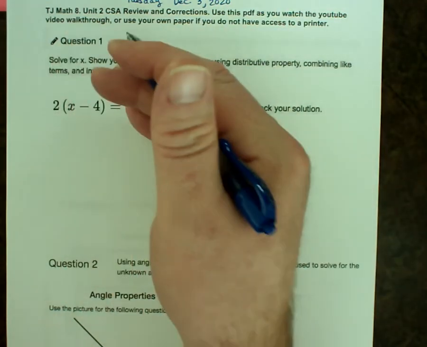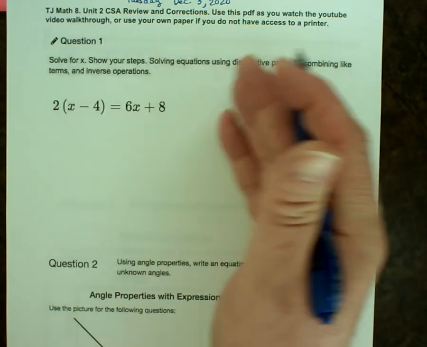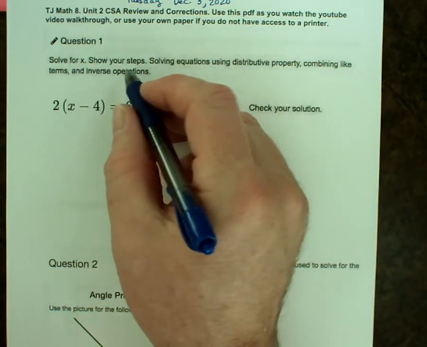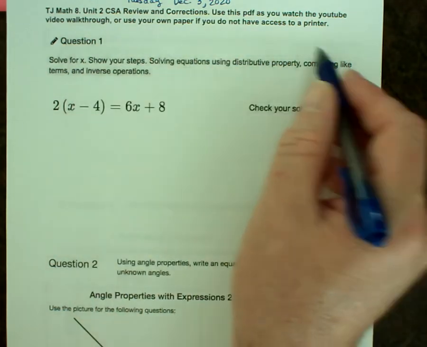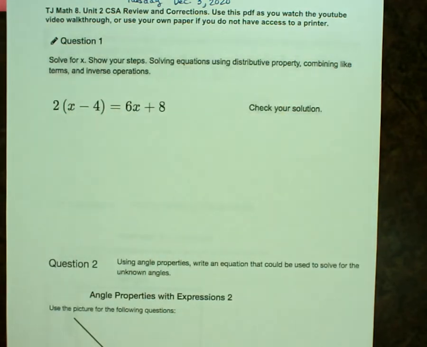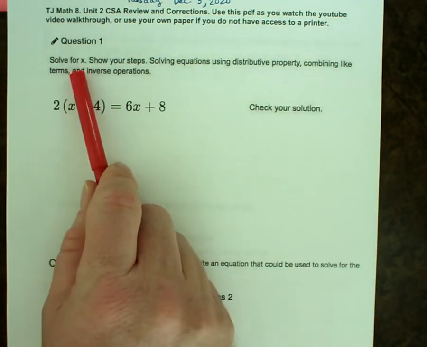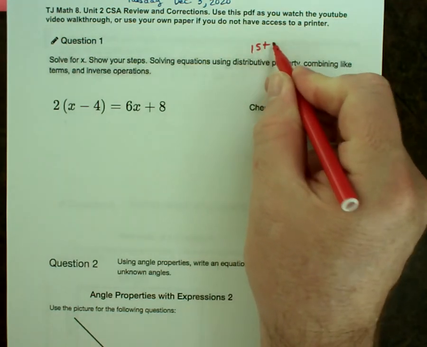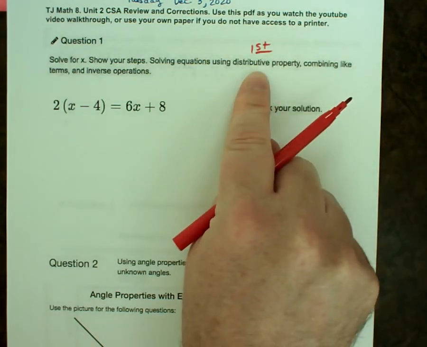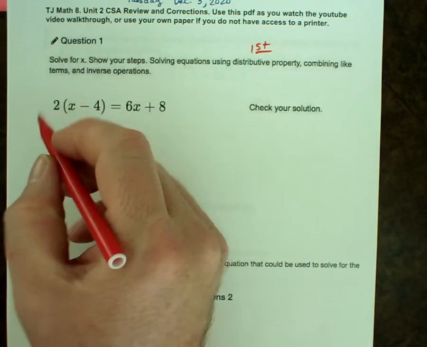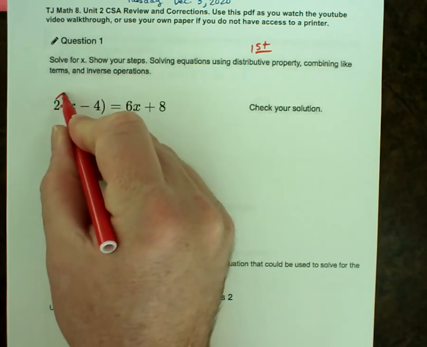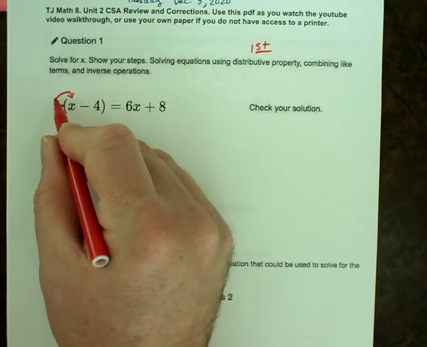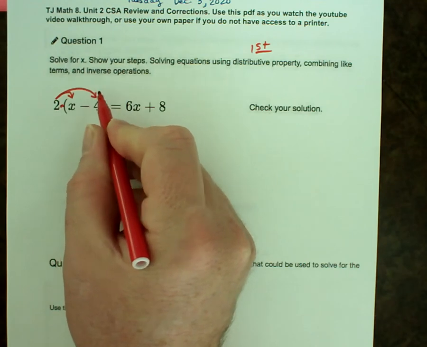Now, I've put a few things into this test as I clipped out the problems. So you did not see this when you were taking the test. Here we have solve for x. Well, how do you do that? You first check to see if you have to use a distributive property. And you go over here and you say, oh, this is parentheses, multiplication, distributive property. So you have to do that first.